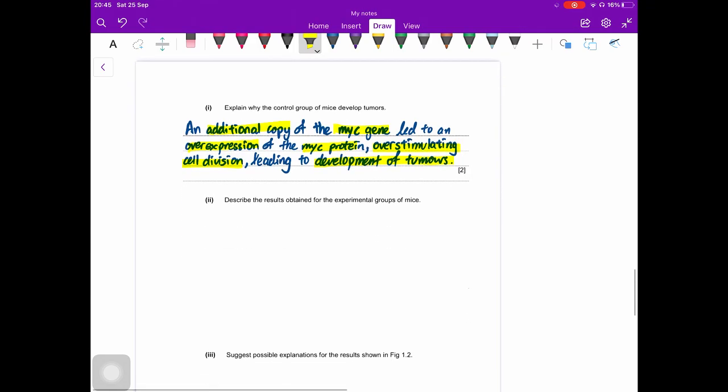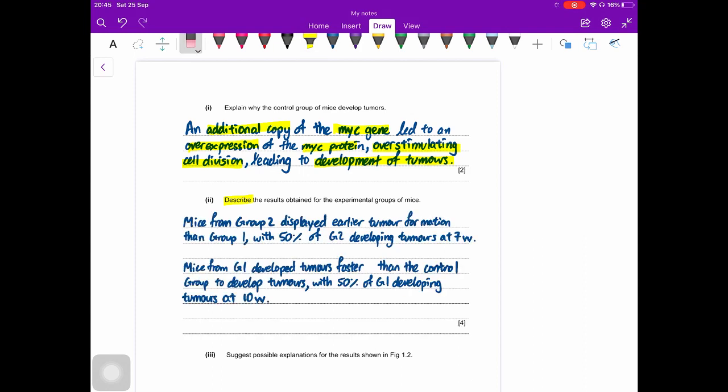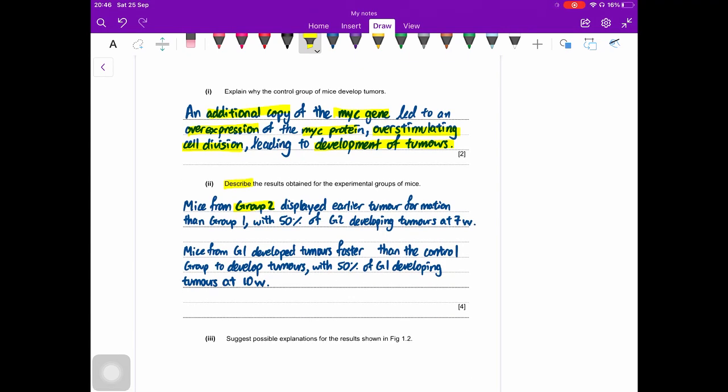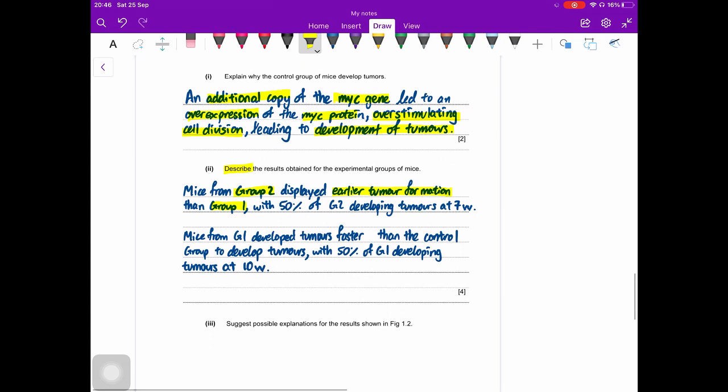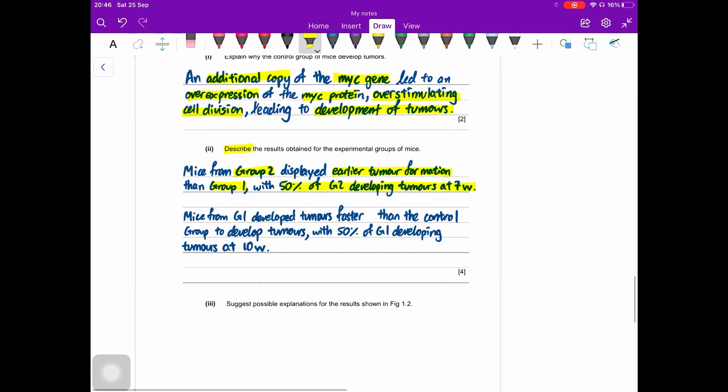Okay, next. Very, very simple question. It's a trend kind of question. Describe. You don't even have to explain, you just need to describe. It's a 4-mark question. So, mice from group 2, this is your first point. Mice from group 2 displayed earlier tumor formation compared to group 1. And then you justify this with 50% of group 2 developing tumors at 7 weeks.